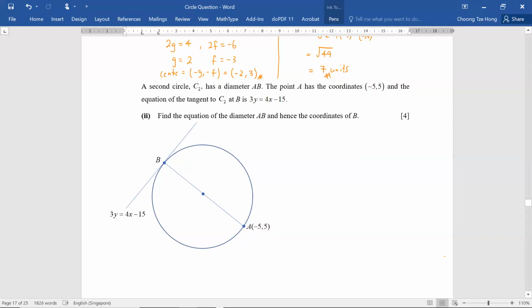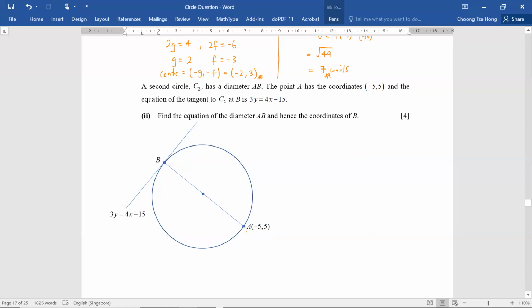Once again, the original question did not provide you with a diagram. But you are strongly encouraged, for circle questions, to draw a diagram, because the diagram is going to help you visualize the question better. Over here we have a point A. When I start drawing, I will just draw a circle. Because I don't know where the center is, I just draw a random circle.